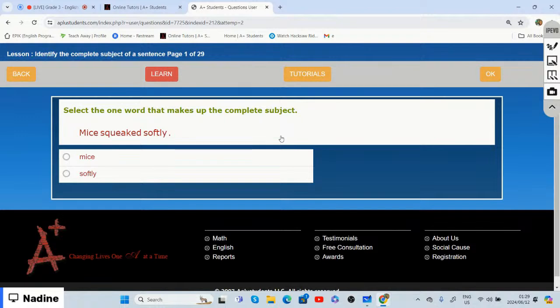So we need to select the subject within that sentence. It says mice squeaked softly. So what is the subject within that sentence? Is it mice or is it softly? All right, yes, and the correct subject is mice, because mice is our subject within that sentence.